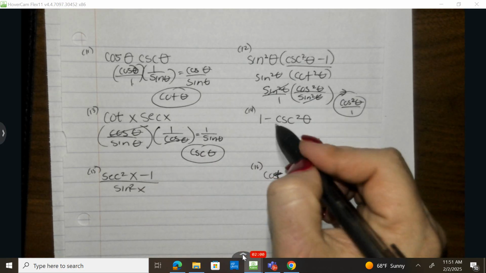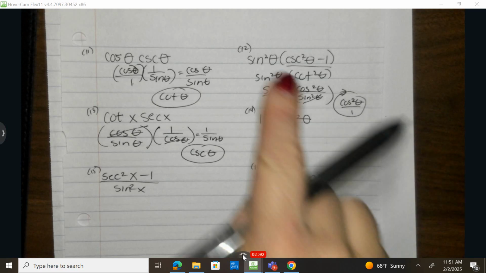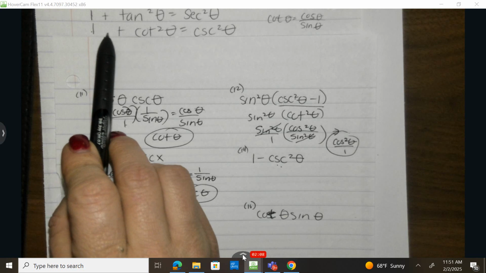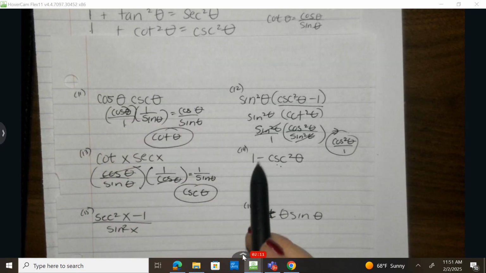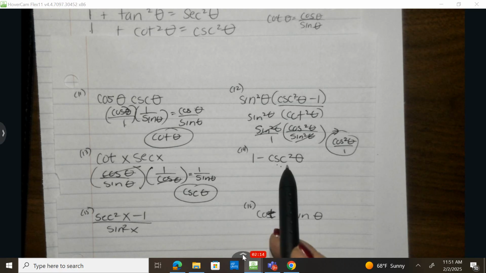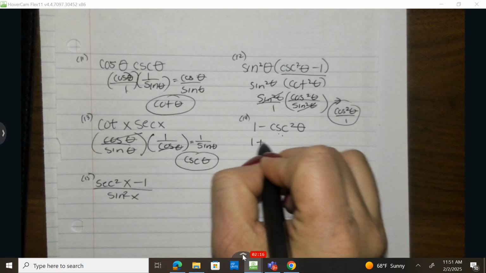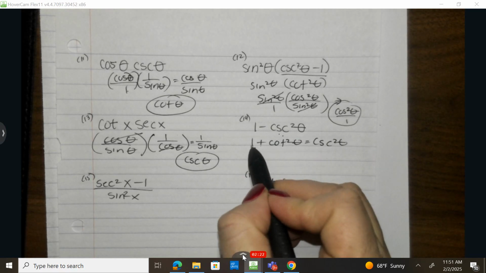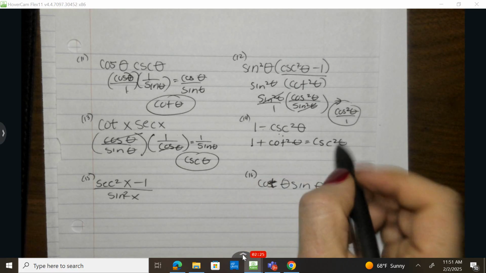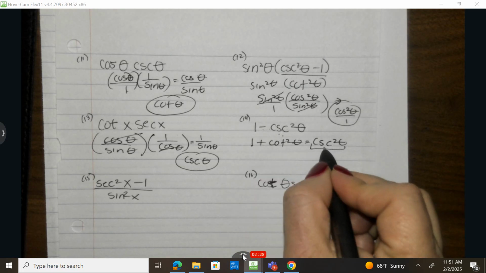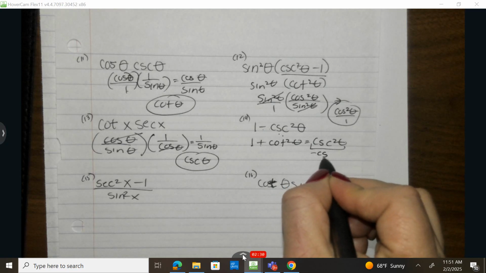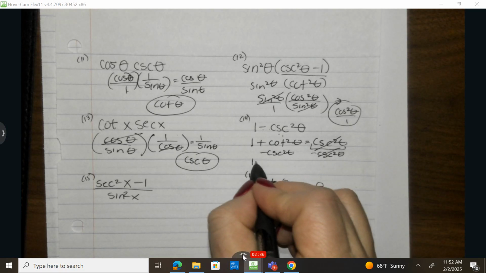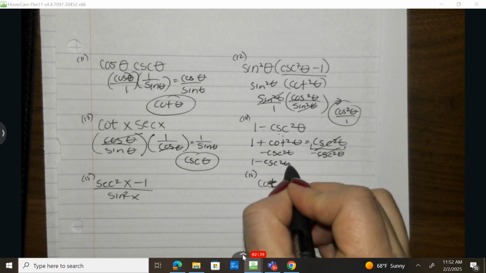Number 14. I have cosecant squared, so I look over here, but notice this is a little different. I'm going to write out this trigonometric identity, and I'm going to figure out how I can turn that into this expression. So 1 plus cotangent squared theta equals cosecant squared theta. Notice the 1 is positive, and notice that the cosecant is negative. That means I need to take it and move it to the left. Opposite of positive cosecant squared theta is negative cosecant squared theta. So I have 1 minus cosecant squared theta.